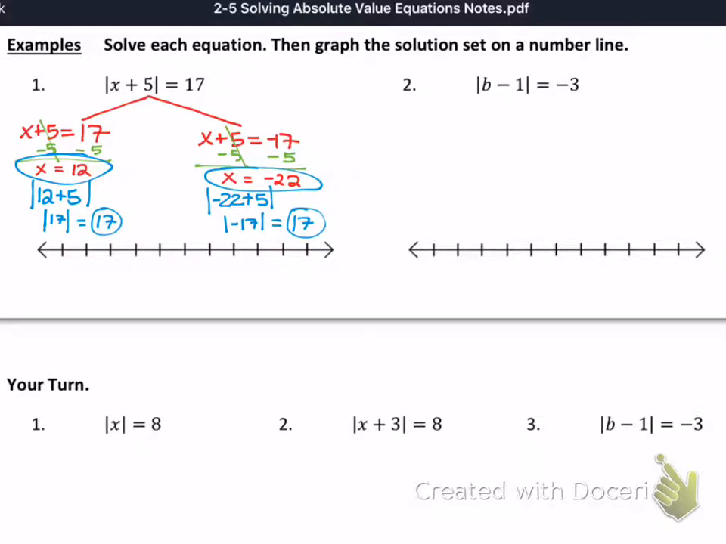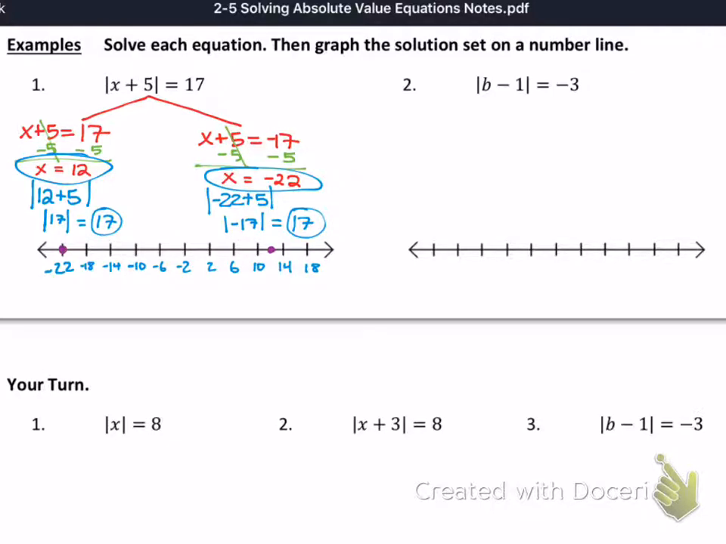You just have to make sure the number lines are all even, a correct interval, and then just draw 2 points. So I went by the intervals of 4 here, and I'm just going to go ahead and plot the 2 points, negative 22 and 12. And this is just a graphical representation of my solutions based on the work that I did.